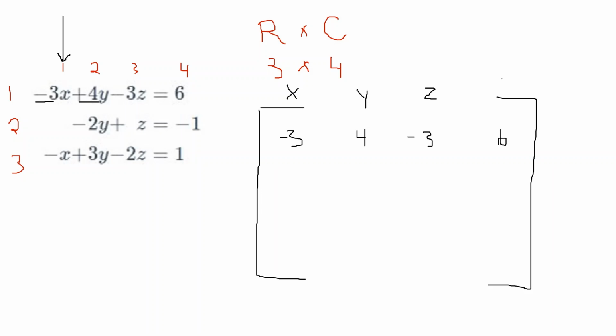If we look at this second equation, we are missing our x term. What we need to do is place a 0 in its place. And then we continue like normal. -2, this is a +1, and -1.